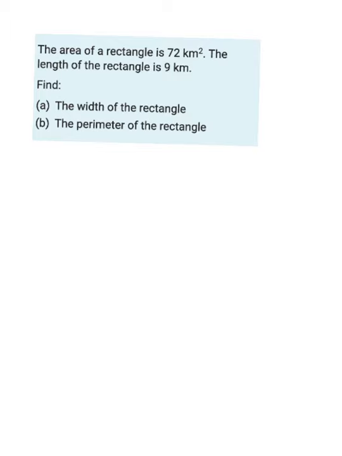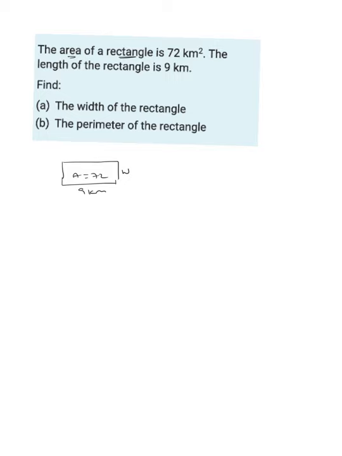Okay, so working with one of those ones where they said the area, this time of a rectangle. Okay, so if you wanted to draw it out, they said that the area of this one is 72. The length is 9 kilometers. Find the width, so the width is the same as the breadth, and find the perimeter of the rectangle.